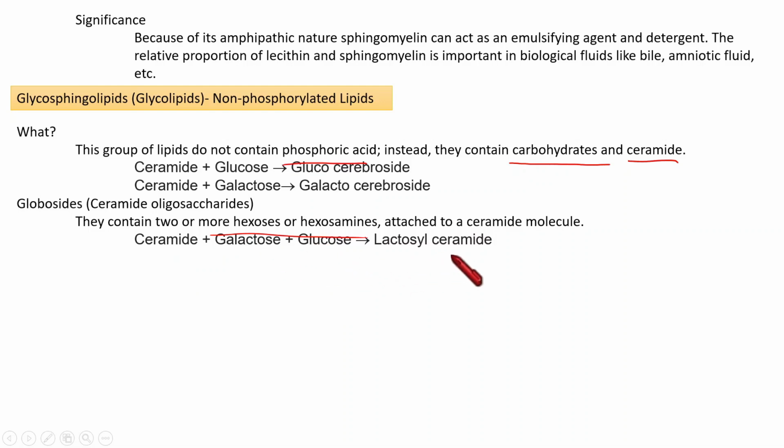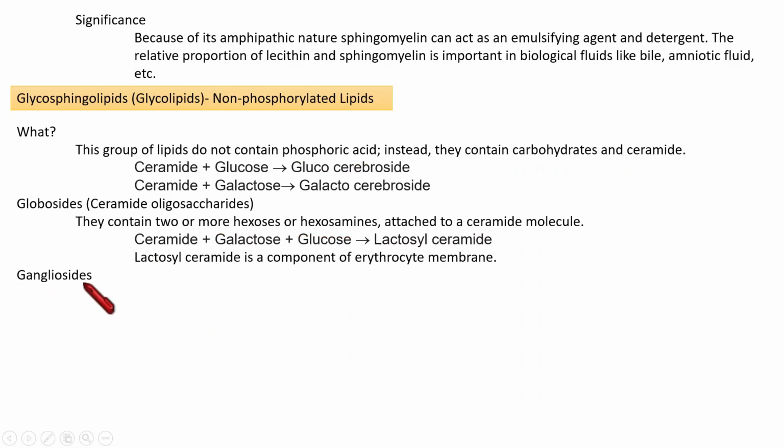That forms lactosyl ceramide. And this lactosyl ceramide is an important component of the erythrocyte. The erythrocyte membrane is mainly composed of this glycolipid, lactosyl ceramide.